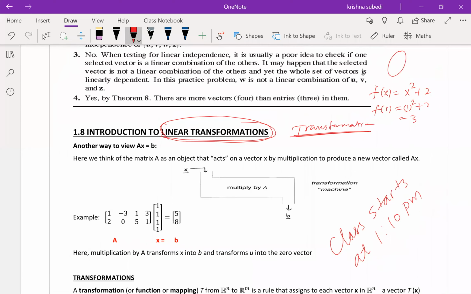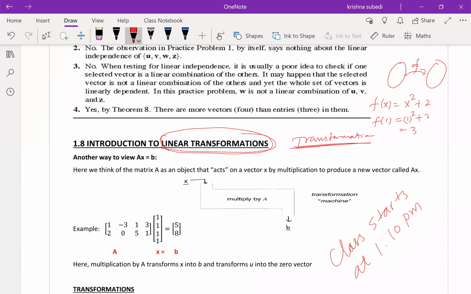Suppose this one is your domain, this one is your range. We are quickly reviewing the high school concept. And the function is actually given by x squared plus 2. So in the domain, if x equals 1, then this function will change this 1 into 3, right?